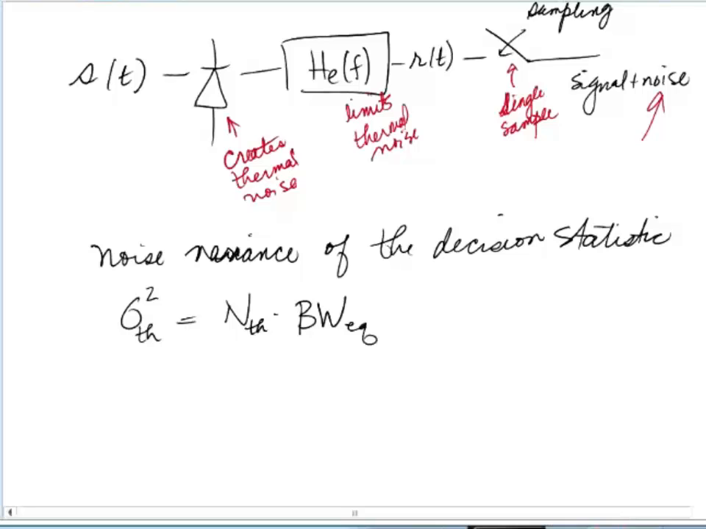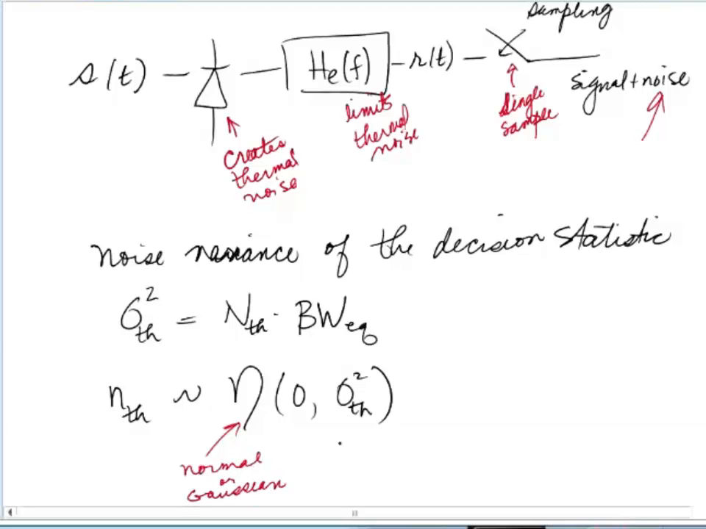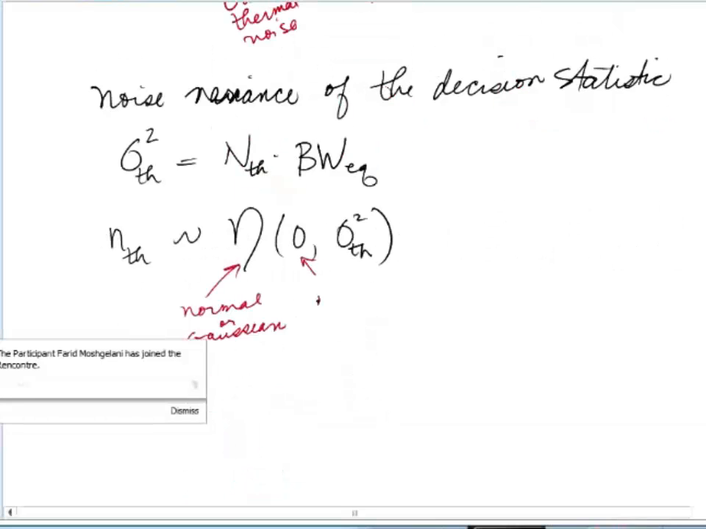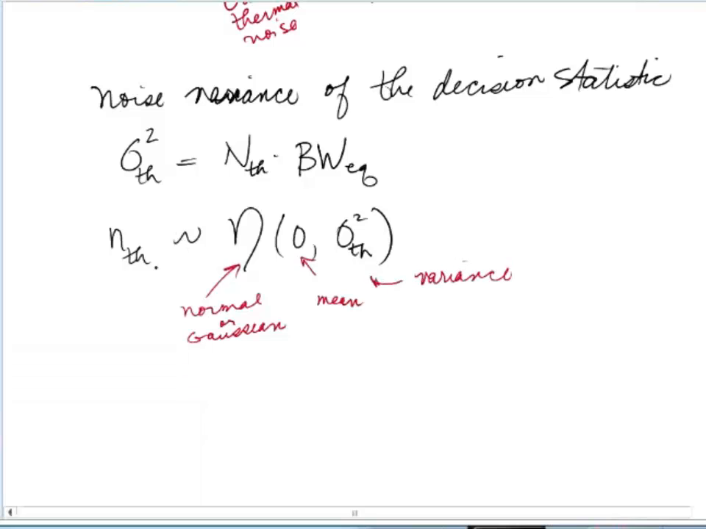Clearly this is Gaussian, since the noise is Gaussian and the filter is linear. So we have a linear manipulation of a Gaussian process, so this is also Gaussian. So we would say that the thermal noise has a Gaussian distribution, which is zero mean and has a variance. This is a notation I will be using. The script N refers to normal or Gaussian. The first argument is the mean, the second argument is the variance, and the little tilde means is distributed as.